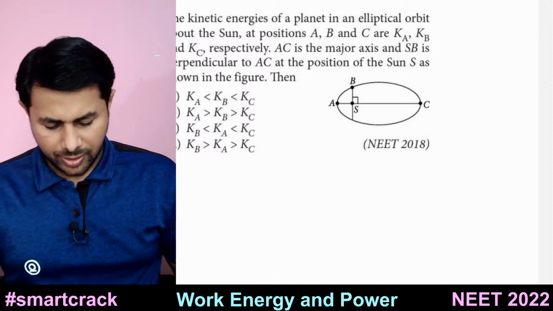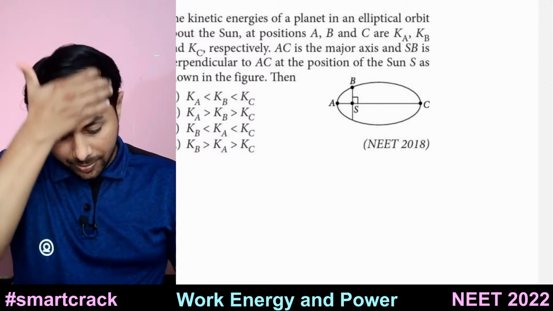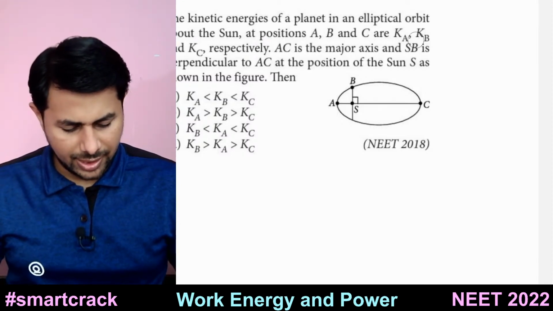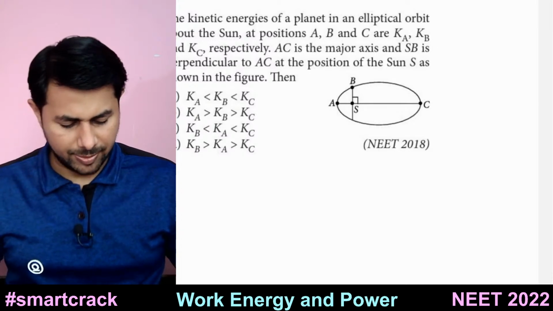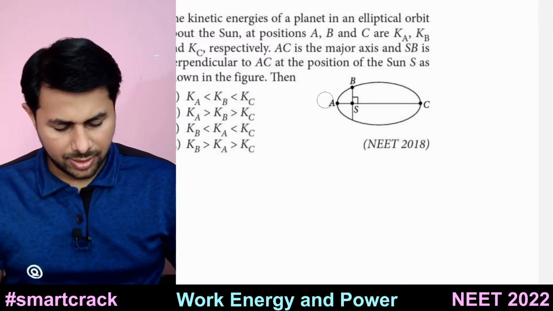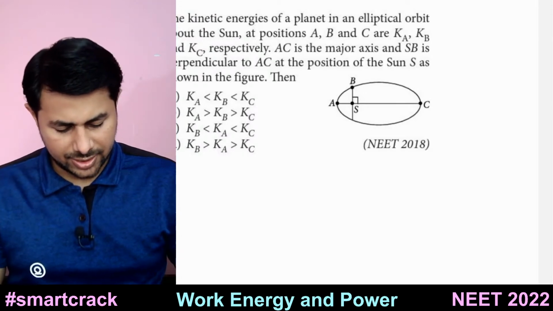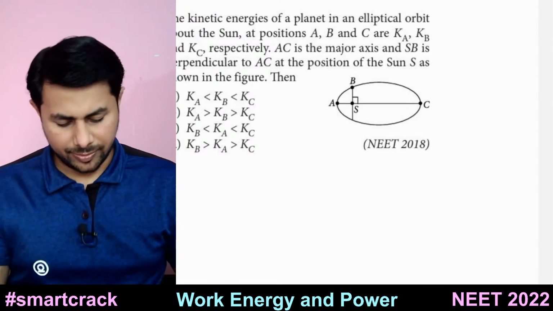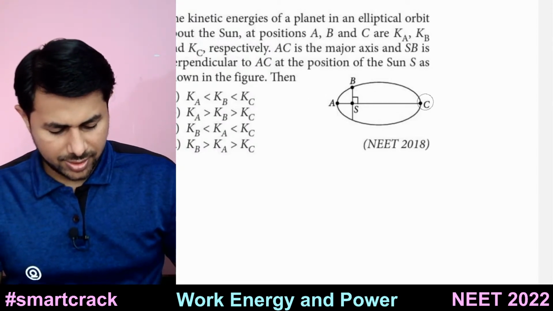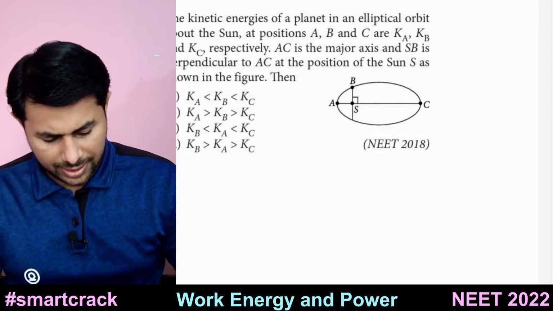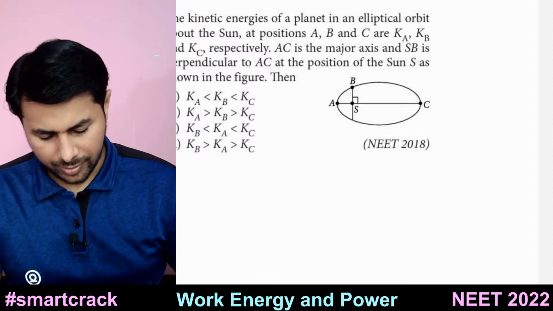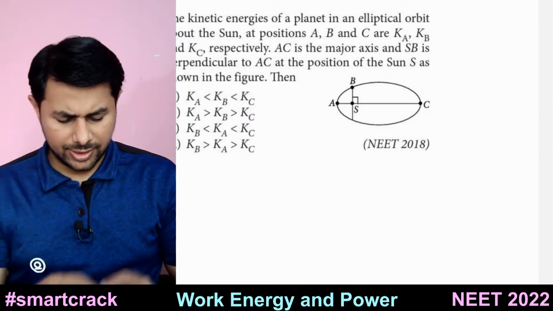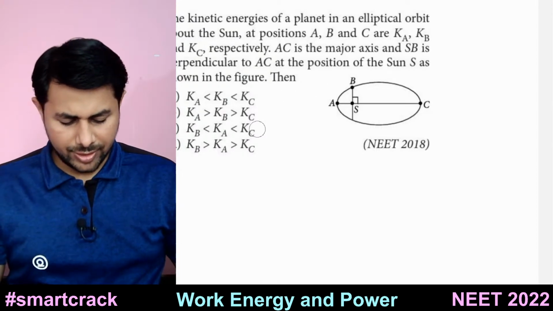Let us see the first problem. The kinetic energies of a planet in an elliptical orbit around the Sun at positions A, B, C are Ka, Kb and Kc respectively. So this is a planet revolving around the Sun, and its kinetic energies at points A, B and C are Ka, Kb, Kc respectively. AC is the major axis, and SB is the minor axis, perpendicular to AC at the position of the Sun. Okay, this is just a definition. Then which of these is true?